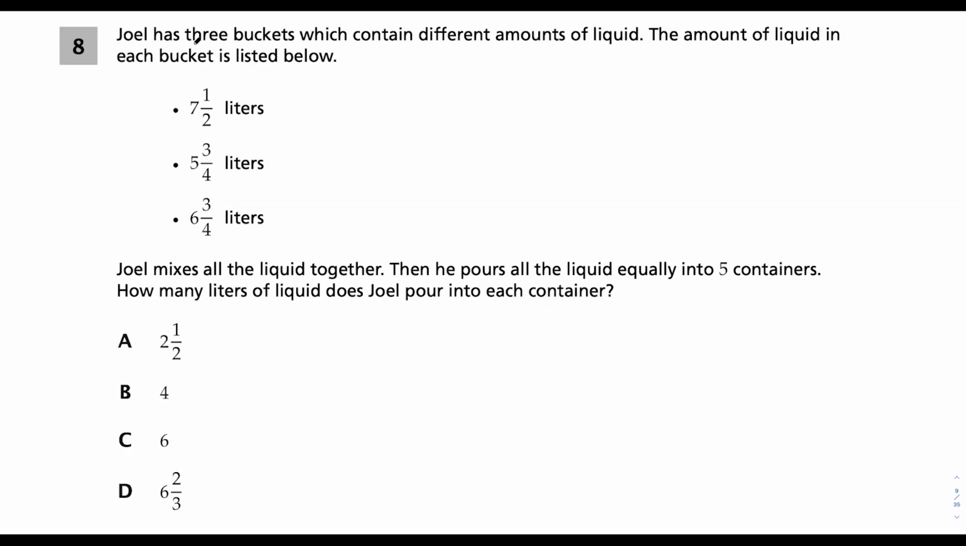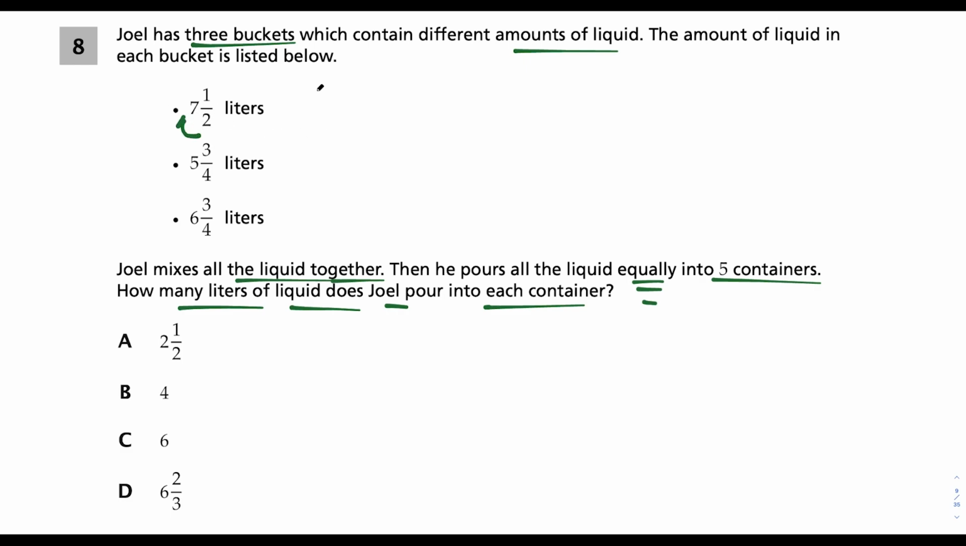Question 8, Joel has 3 buckets which contain different amounts of liquid, and the amount of liquid in each bucket is listed below. Joel mixes all the liquid together, and then he pours all the liquid equally into 5 containers. How many liters of liquid does Joel pour into each container? For this one, the fact that Joel is mixing all the liquid together means we're going to add these 3 values up here. So I'm going to convert these into improper fractions.